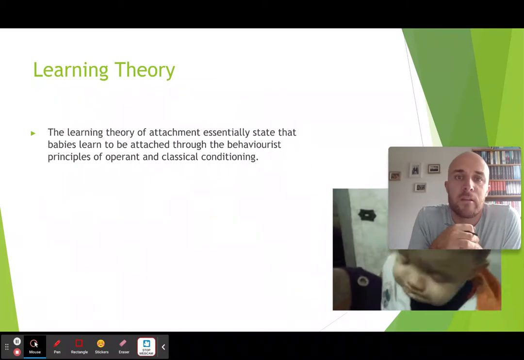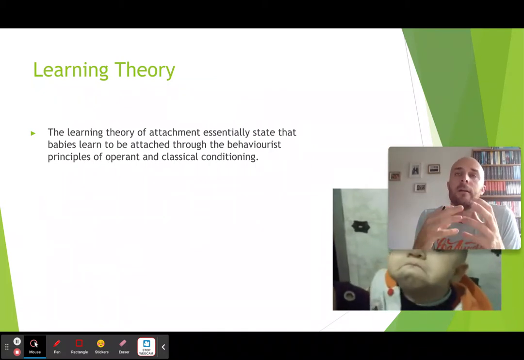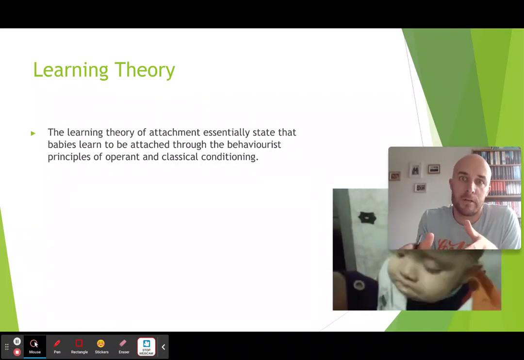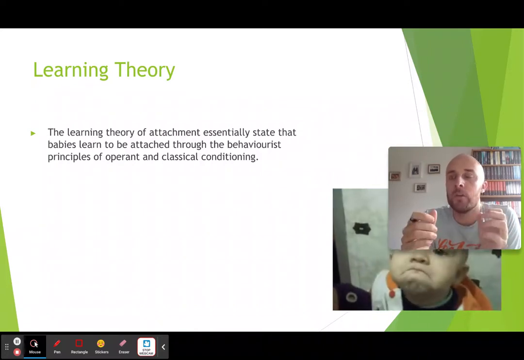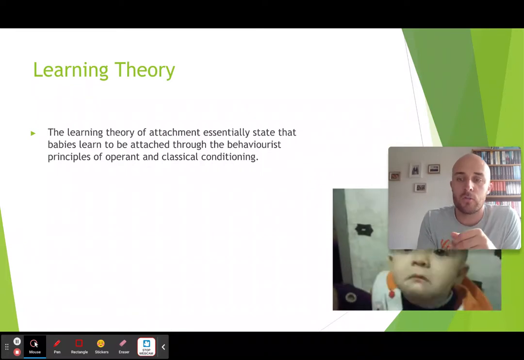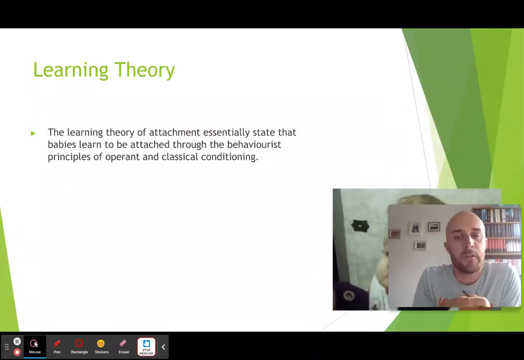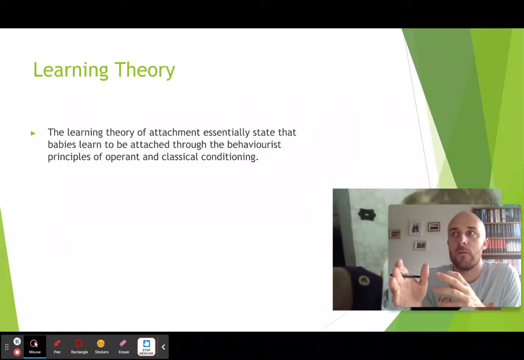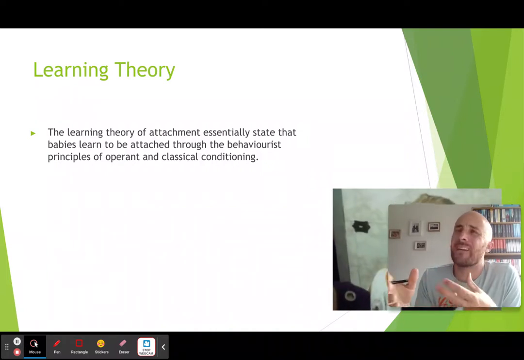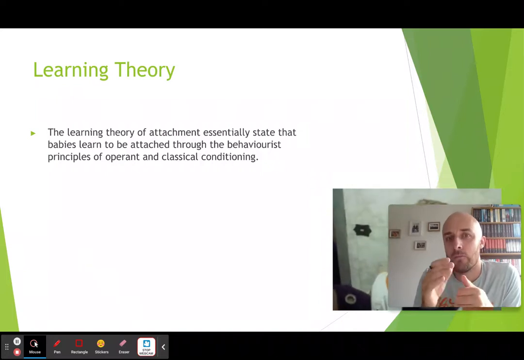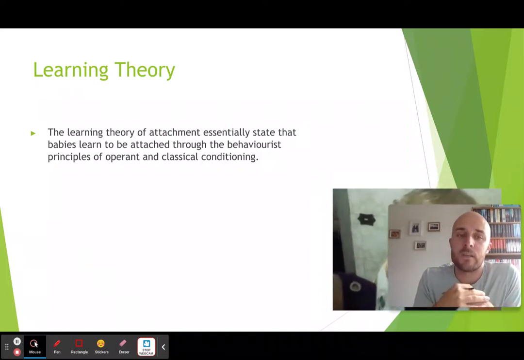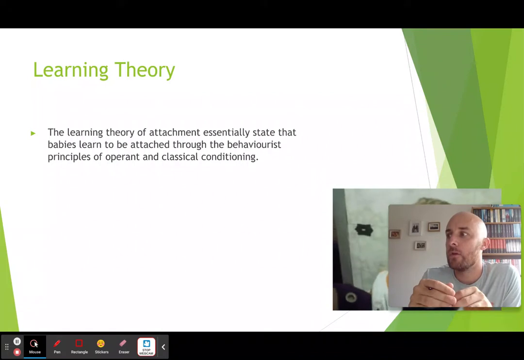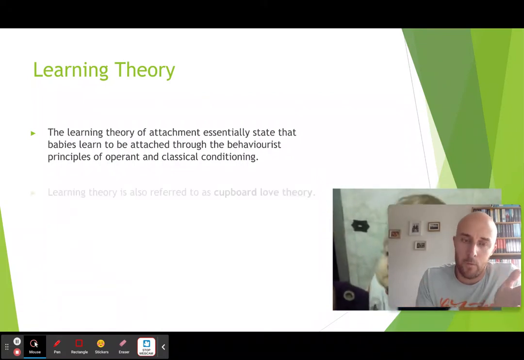So what does the learning theory actually suggest? That you learn your attachments through reward, punishment, and association. You do not have any pre-programmed biological hardwiring to attach onto something like Lorenz's geese did, for example. This learning theory, which may be wrong, believes that you essentially learn to be attached, right? And you learn to be attached according to a few things, but we'll go through those.